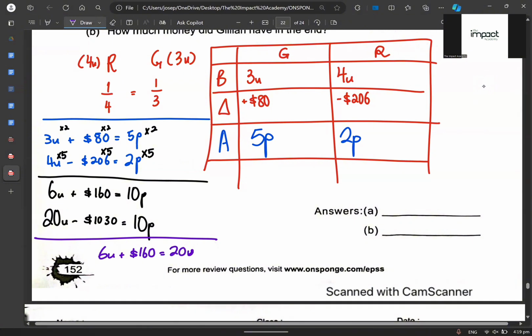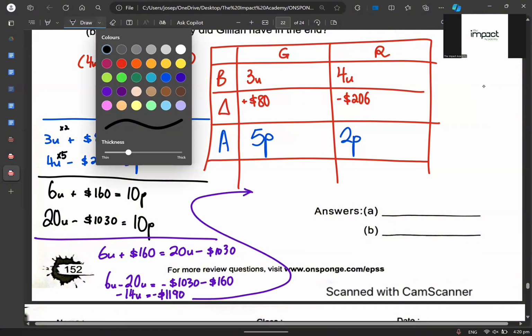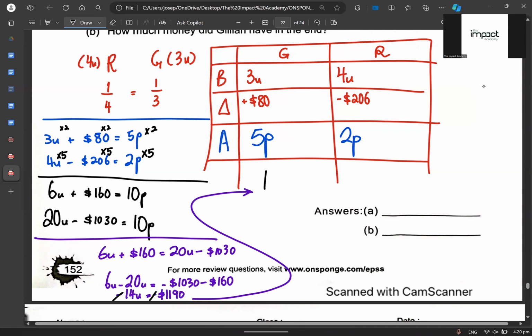Okay, what I want to do right now is to say that 6 units plus 160 is equals to 20 units minus 1030. Can you understand or don't understand? Same family, sit together. Alright, so 6 units minus 20 units is equals to minus 1030 minus away 160. Okay, over here is minus 14 units is equals to minus 1030 minus 160. That gives me minus 1190. Remember to always cancel away the minus. Are you with me, Carl? Yeah. Okay, are you on the same page as me?